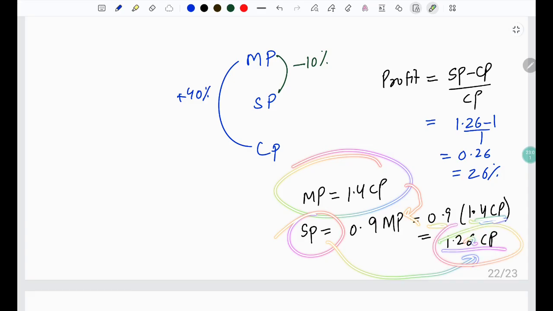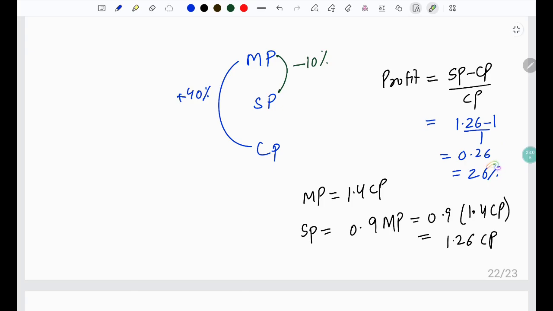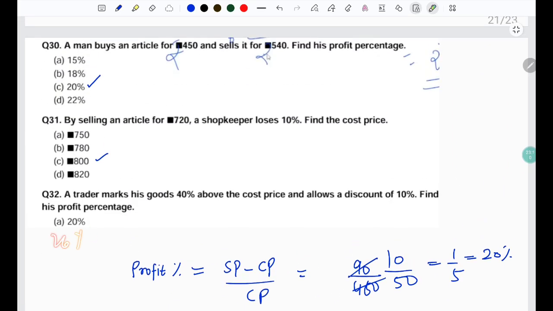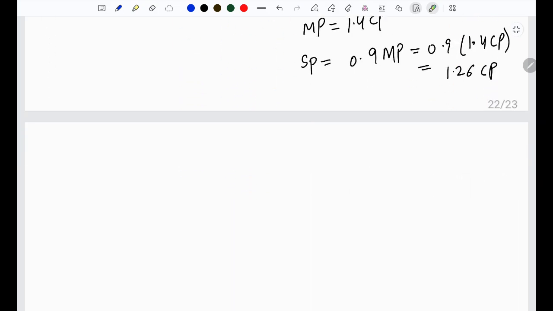We'll simply substitute SP's value, which is in CP, 1.26 minus 1 over 1. The answer comes out to be 0.26 or 26%. 26% is the correct answer. Let's move on to the next question.